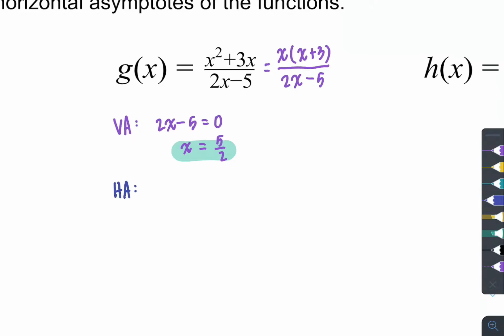For a horizontal asymptote, we have to see our ratio. So 2 is greater than 1. So there is no horizontal asymptote for that one.